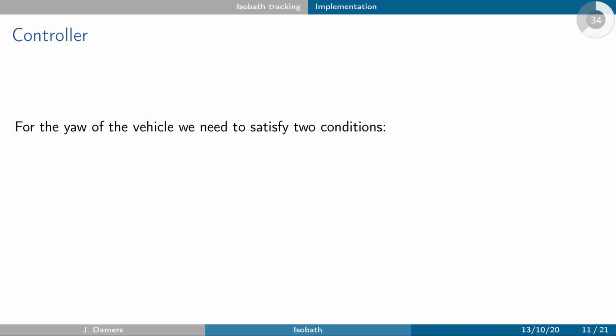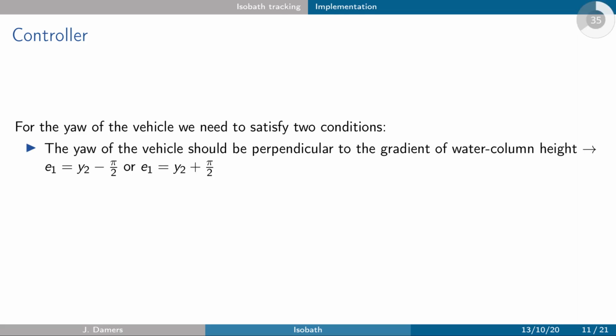For the yaw of the vehicle, we need to satisfy two conditions. So make sure that the yaw of the vehicle stays perpendicular to the gradient of the water column height. So it gives us E1, which is Y2 minus pi over 2 or plus pi over 2. This will change if we are going one way or the other way around. And we have to make sure that this error E1 stays as close to 0 as possible.